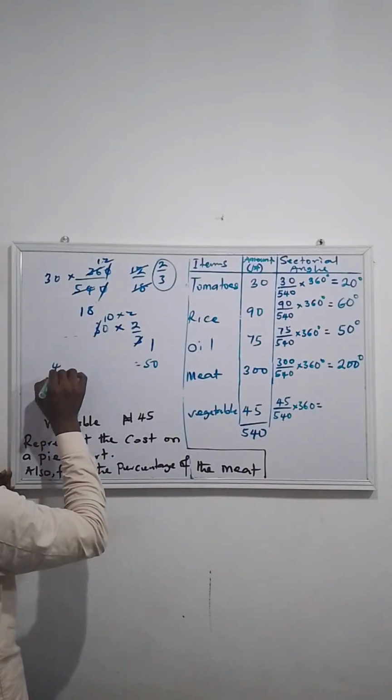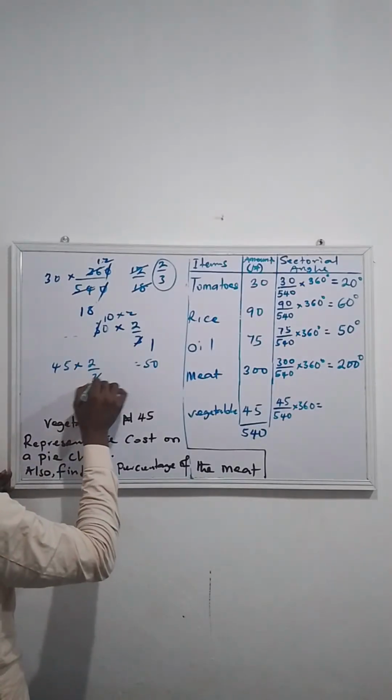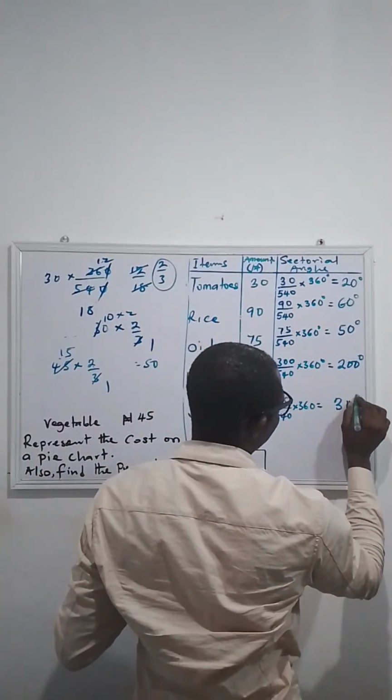So that is 45 times 2 over 3. So 3 goes here 1, 3 goes here 15. 15 times 2, that's 30. So you have 30 degrees.